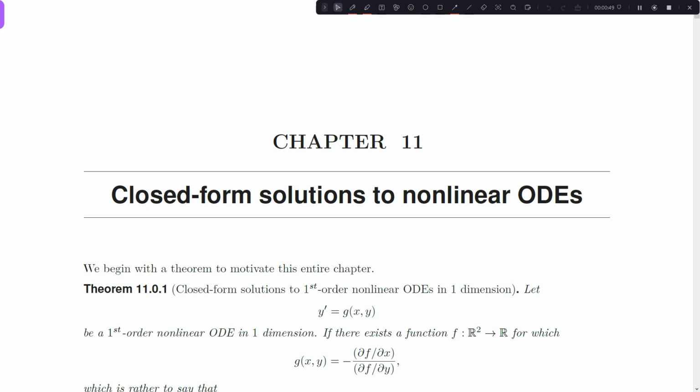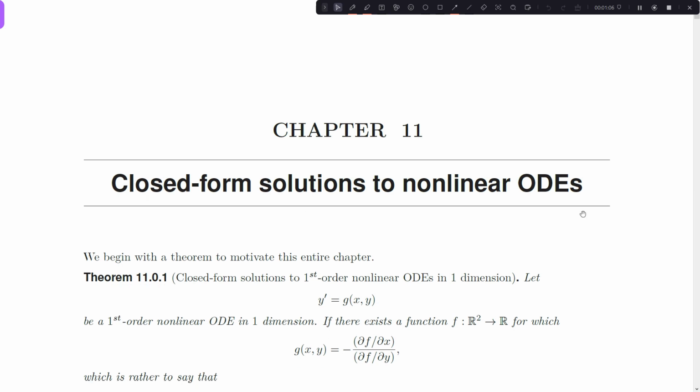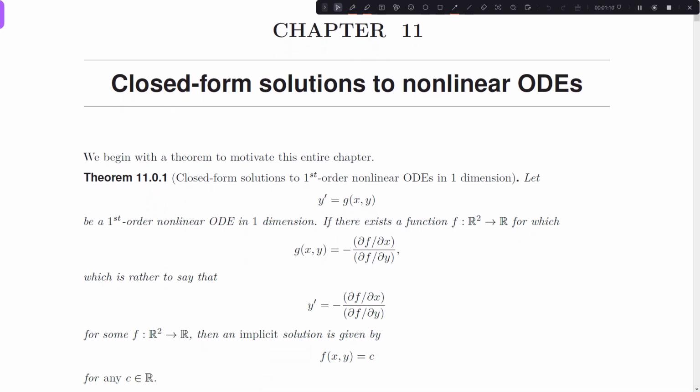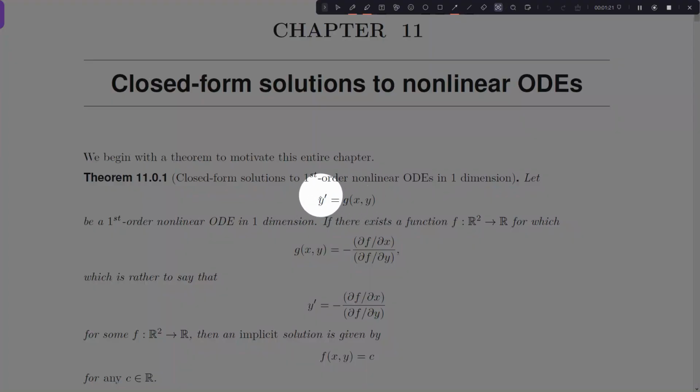It's a considerable subset of the nonlinear ODEs, even in first order one dimension, that we have the ability to solve. And I start out with this theorem that's kind of in section 0 of chapter 11, because it's the overarching theorem that's going to motivate us throughout the entire chapter. It's basically the way that we do know how to solve nonlinear ODEs in some sort of a closed form. And the way this theorem works is that you start with a nonlinear ODE, first order, right? There's only one derivative there.